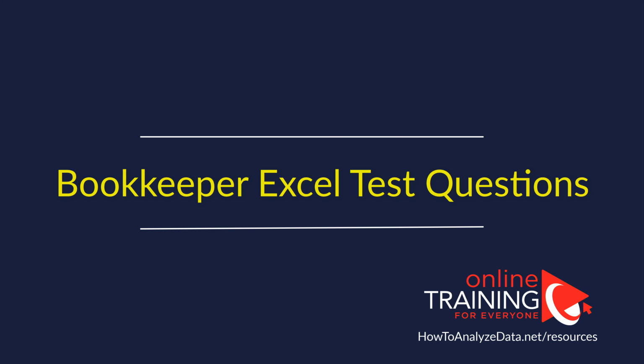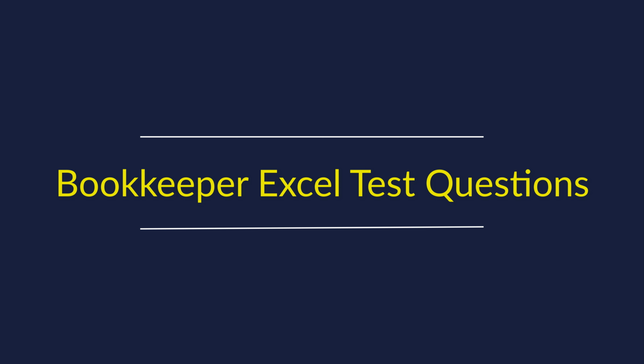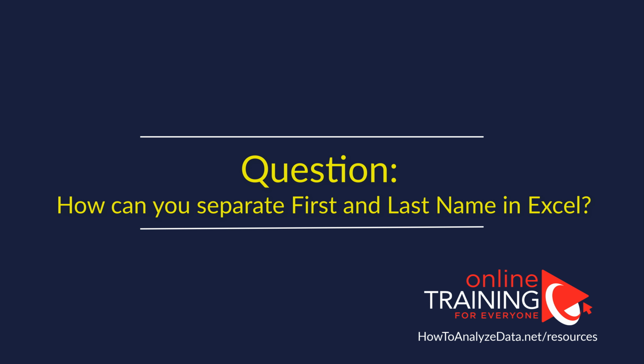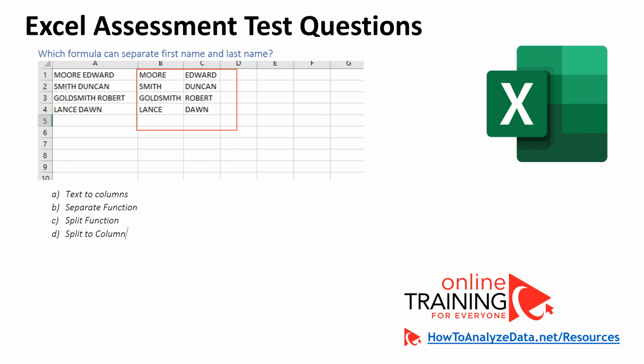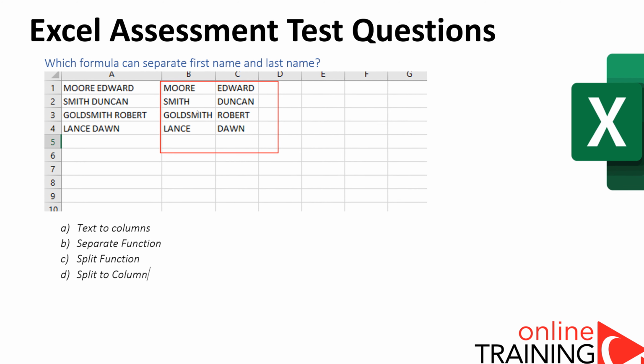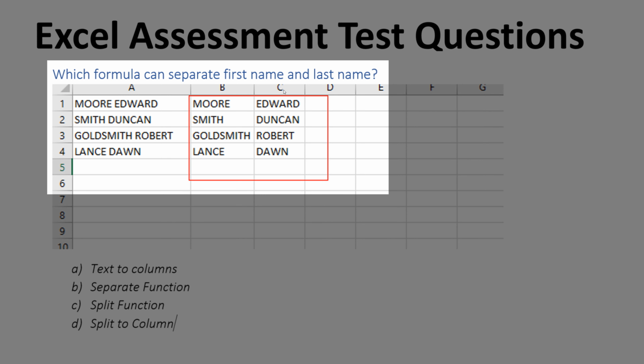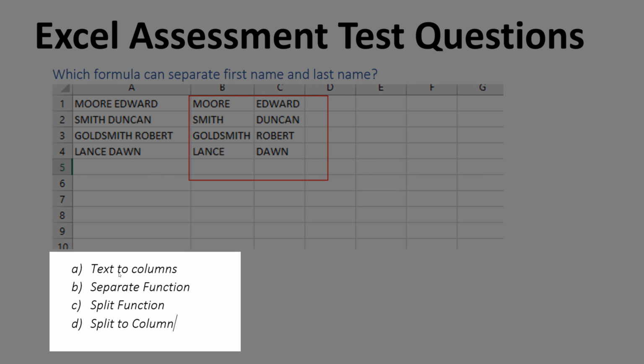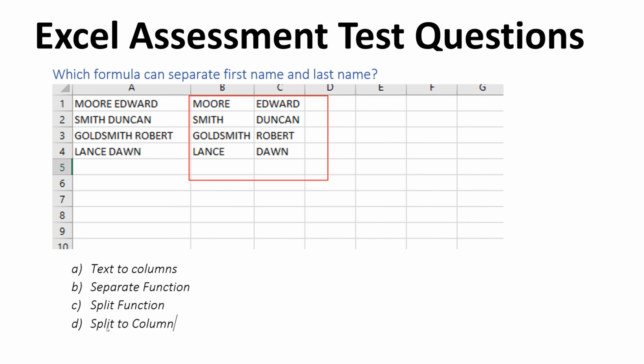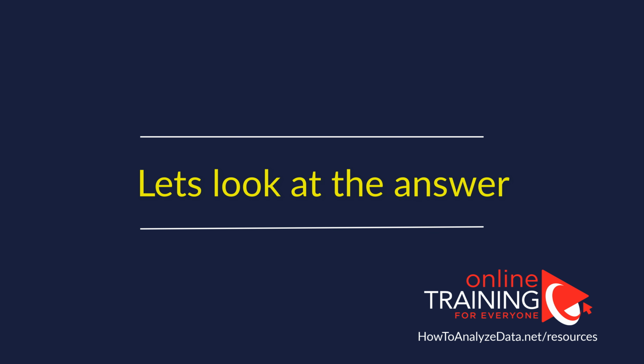Now let's look at the top questions that are being asked as part of the Excel assessment test. A lot of times when you work with data from another source, you may need to separate the data into separate columns. For example, here we see a combination of first and last name in column A, but in columns B and C, you see these values as separate values. So how would you do it? Which Excel function would you use? You're presented with 4 different choices: text to column, separate function, split function, and split to column. Which one would you choose? And the correct answer here is text to column.